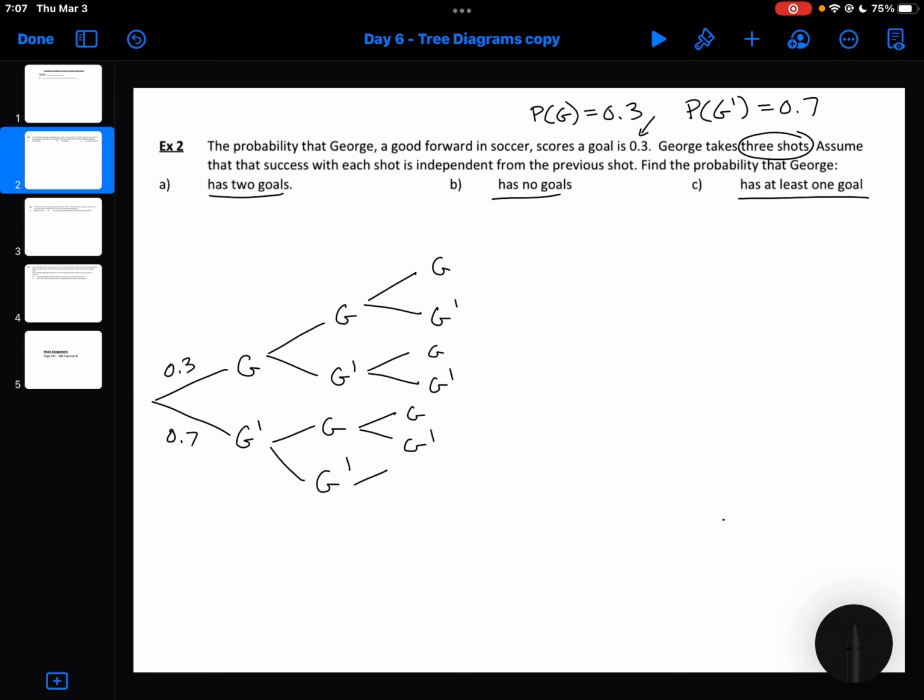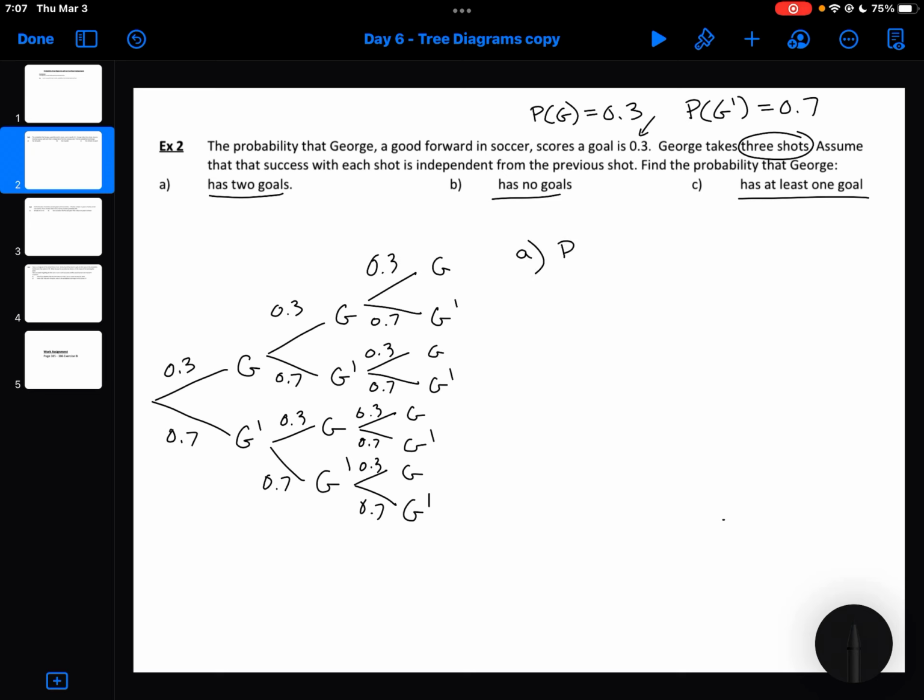So I'm going to go ahead and fill in my tree diagram. And each time I have the same probabilities here. So I've got 0.3, 0.7, 0.3, 0.7, 0.3, 0.7, 0.3, 0.7. Okay, so I want to find the probability that George gets 2 goals.